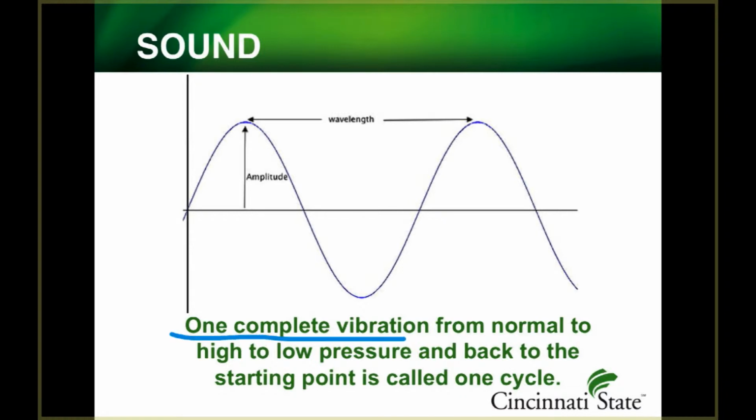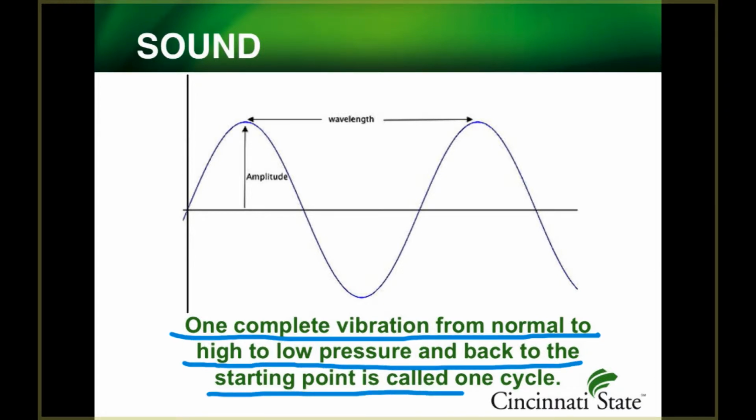One complete vibration from normal to high pressure and then to low pressure and back to the starting point is called one cycle. So what's happening here is, follow my line, it's going up, up, up. Again, this line here, that's zero pressure. We're going from zero pressure up to our highest pressure, back down again. So this is our compression. This right here is our compression.